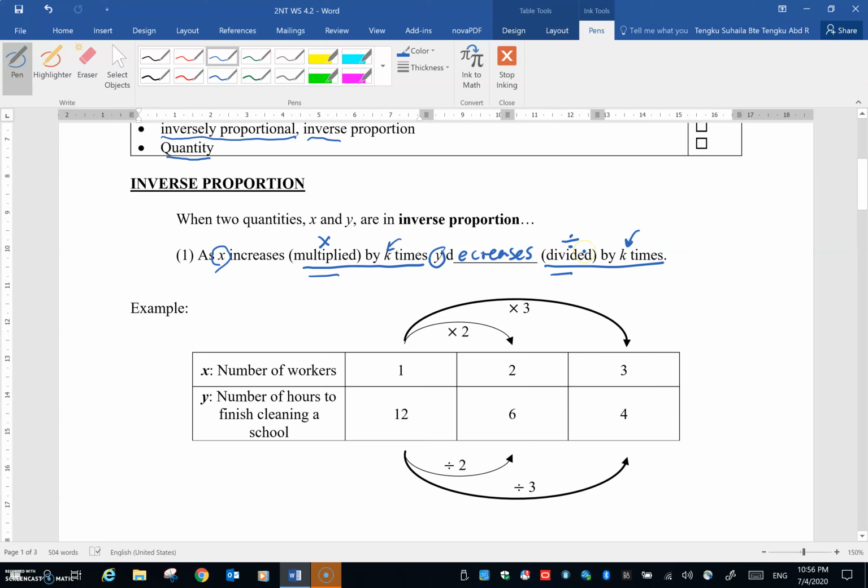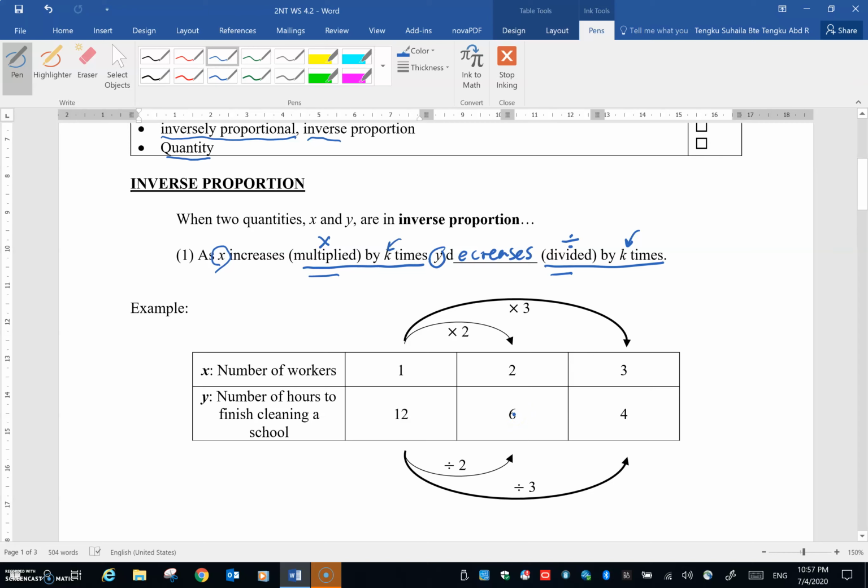Inverse, guys, so that means what? Opposite. They are opposite. One is times, the other one is divide. Let's look at this example. For example, I have one worker. This one worker will take 12 hours to finish cleaning the entire school. But let's say now I have two workers. Will I need more time or less time now that I have more workers? Naturally, with two workers we will have less time, right? That's common sense, right?